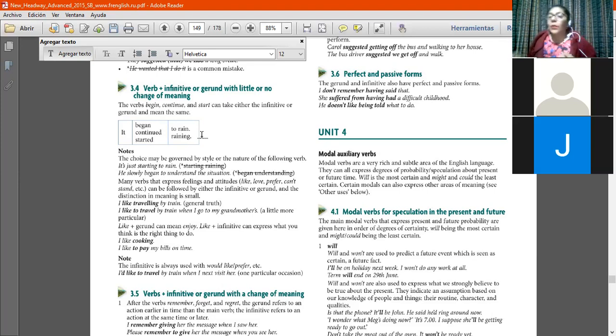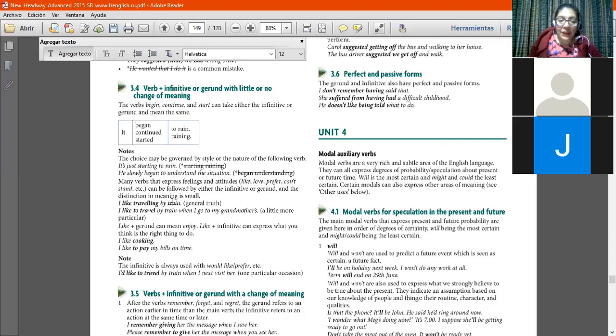¿Entienden? Por eso, when you have more of listening activities, or reading activities, you can see that these patterns are starting to rain and began to understand. Siempre, ¿ya? Aunque es posible el otro, pero es más común y natural utilizar el infinitivo. To rain, to understand. ¿Ya?